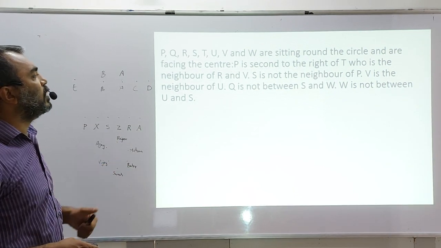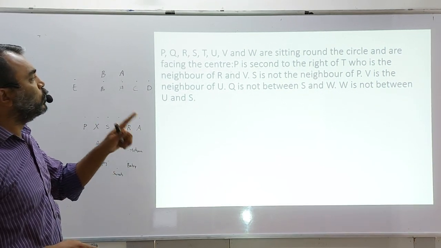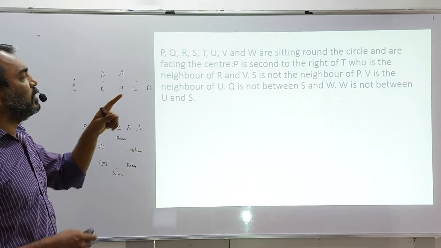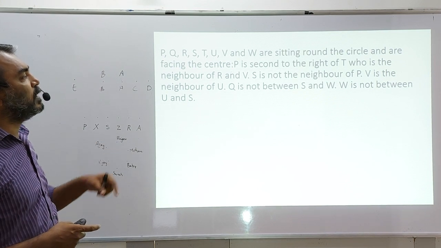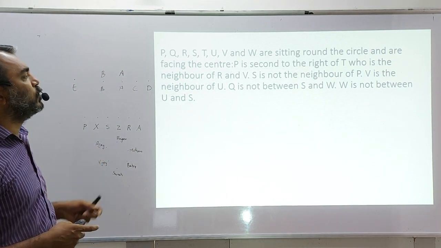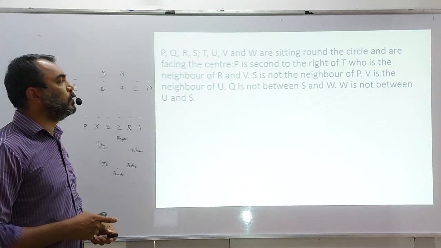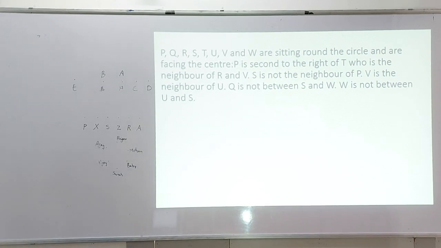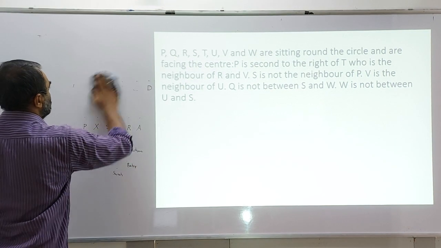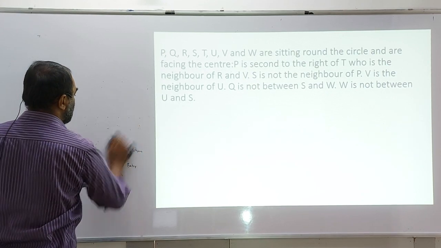T, who is the neighbor of R and V. So T is between R and V. S is not the neighbor of P. V is the neighbor of U. Q is not between S and W. W is not between U and S. So now you can see here we have got 8 people, and arranging 8 people is a sort of difficulty, right? But we'll still have to do it. So let us try it. Here we have to go by the trial and error method.